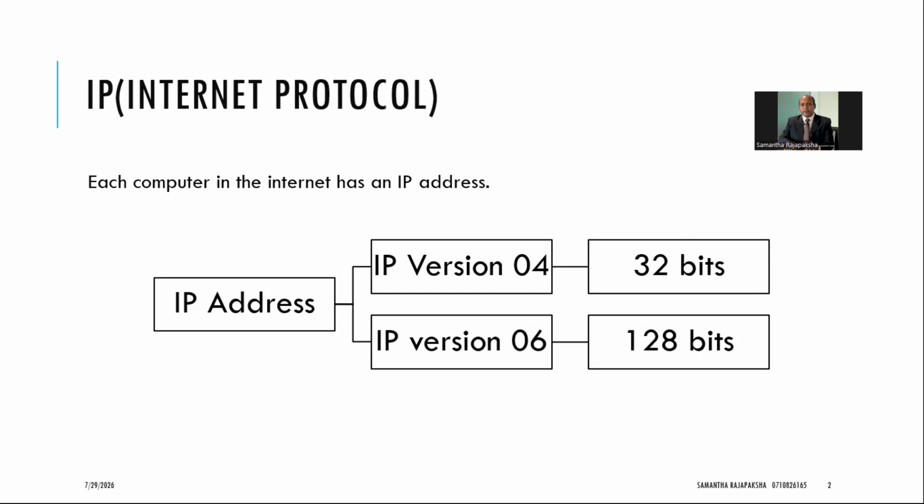Version 4 is the one we used earlier, and now it is not enough. Therefore, currently we are working with version 6, which has 128 bits. It is similar to our mobile phone number. We know that a mobile phone number has 10 digits. Similarly, an IP address has version 4, 32 bits, and version 6, 128 bits.